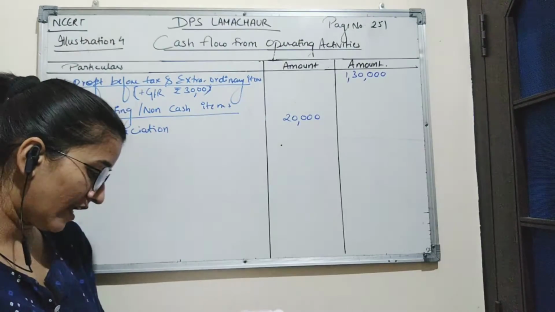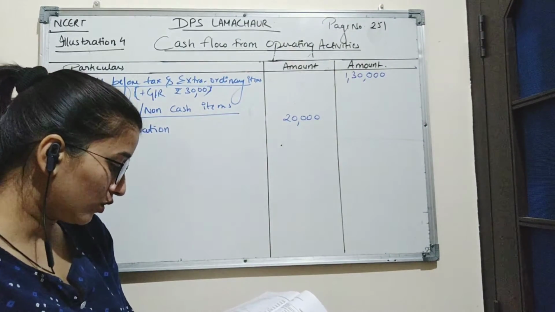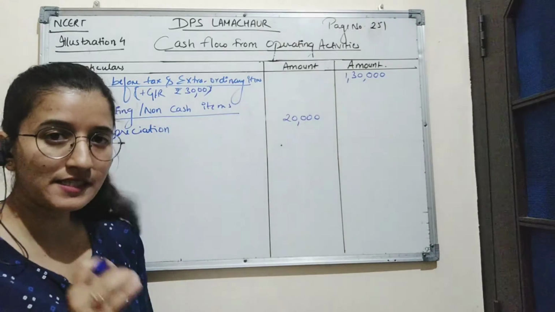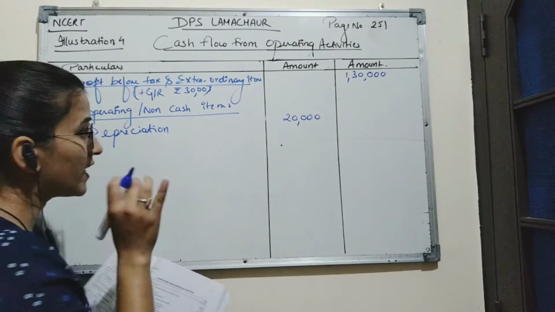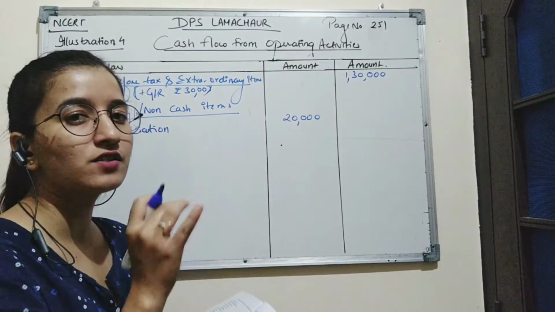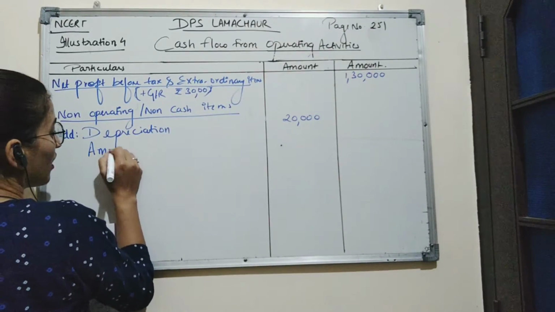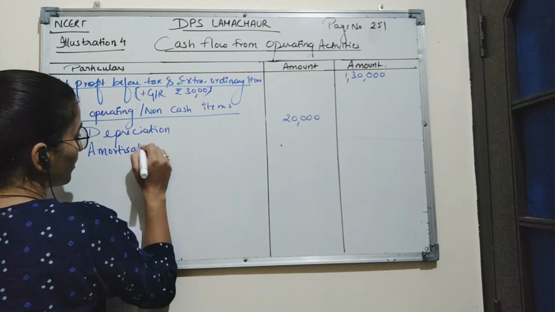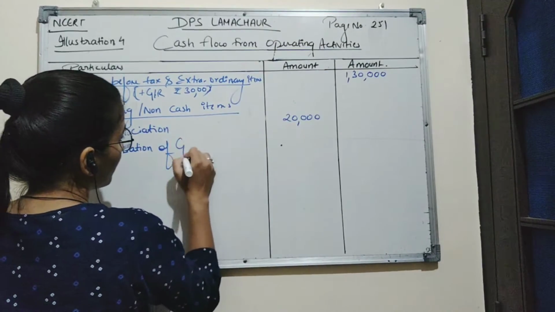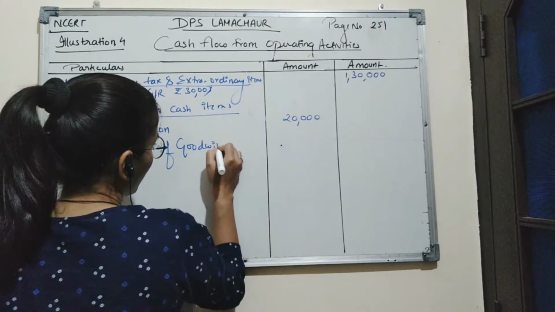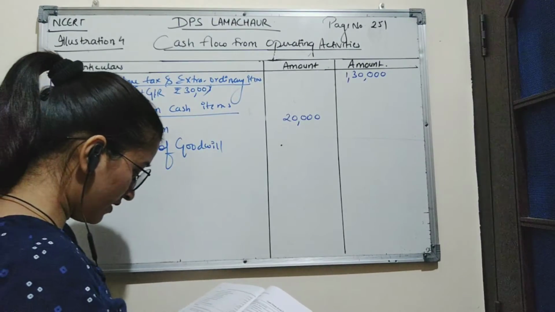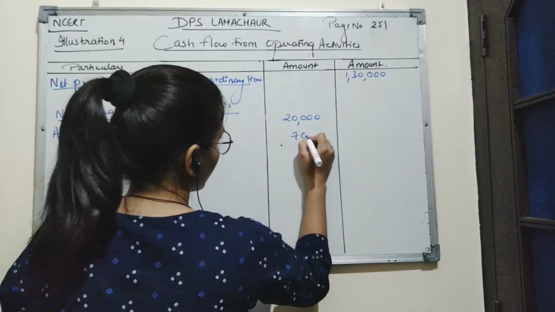Now, next point in the question is goodwill was amortized for rupees 7,000. So amortization is also considered as non-operating expenses. So we will add amortization of goodwill and the amount is 7,000.